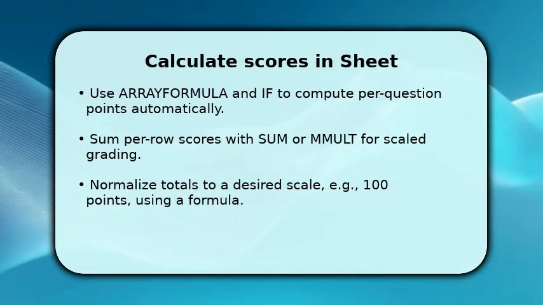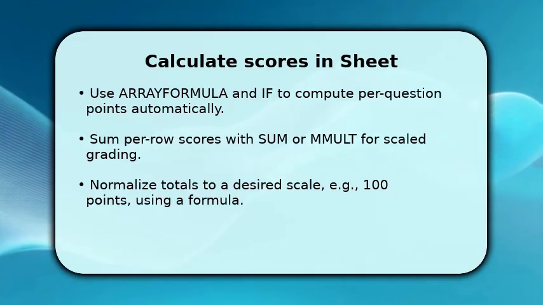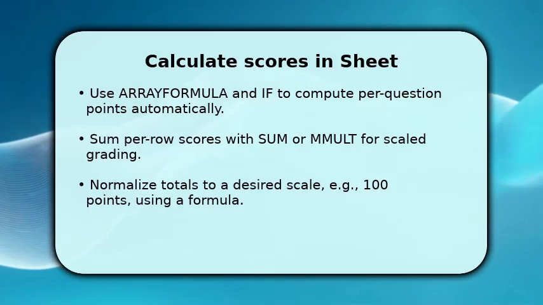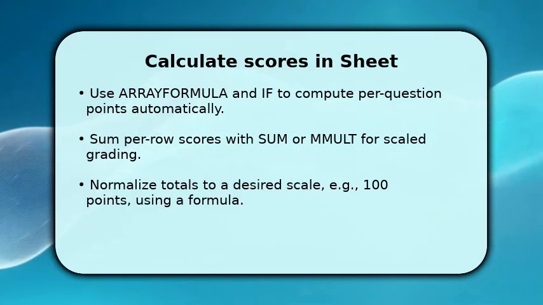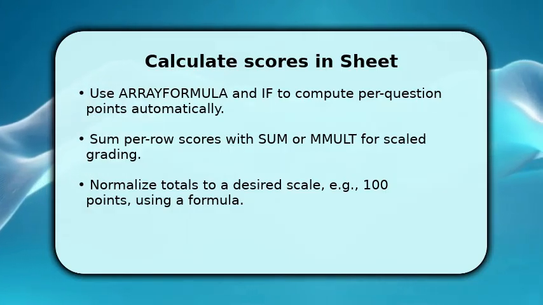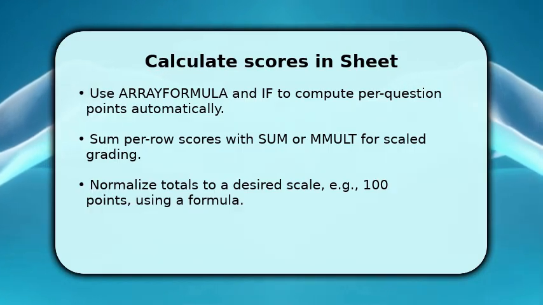Next, switch to the linked Google Sheet to compute scores. Use per-question formulas, array formula with IF comparisons, to assign points for correct answers, so each submission gets evaluated row by row. Once you have per-item columns, add a SUM column or apply MMULT for weighted scoring, and then normalize to your target scale. For example, multiply by 100 divided by max points. Make sure your ranges auto-expand to include new responses, so future entries are graded immediately.